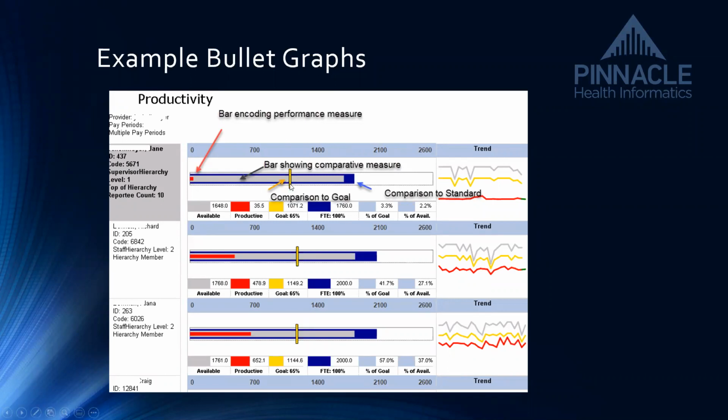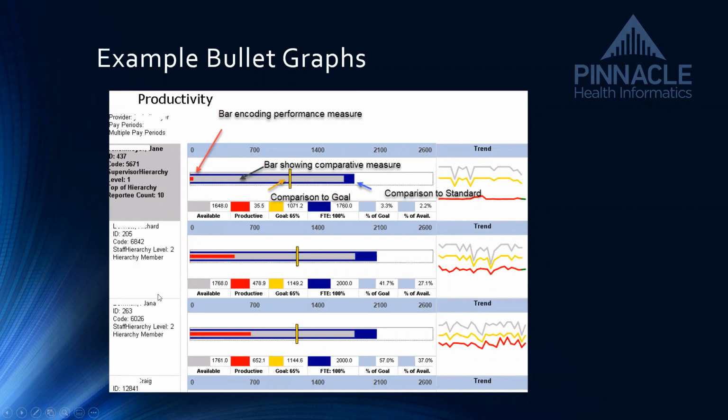Now we also want to compare this to a goal. So we've created a cross of a vertical gold bar. That's the goal, and their goal is to be 65% productive. And so if they were meeting productivity at this point in the year, then the red bar would be hitting the gold bar. But you see there's a big discrepancy between what they've produced and the amount of time they've been available. And we can easily compare these two providers.